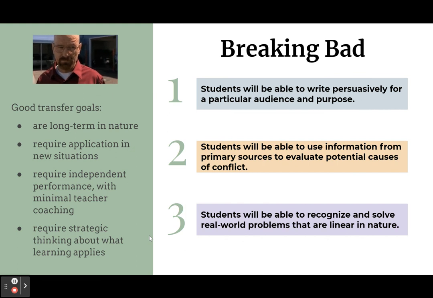So hopefully this series was helpful for you in determining and learning more about transfer goals. Feel free to dive into your own template and create some transfer goals of your own. In our next video, we'll discuss understanding goals and the UbD template.